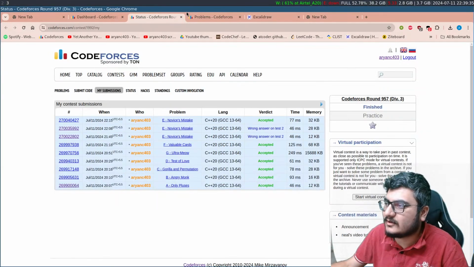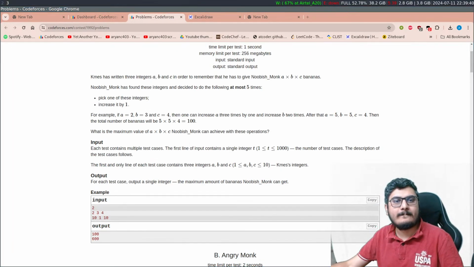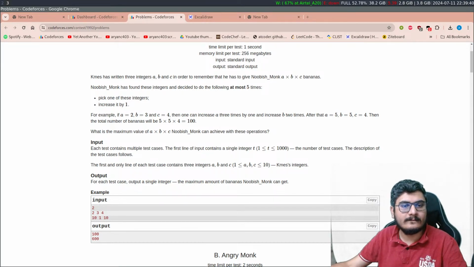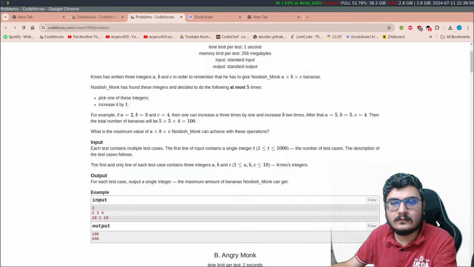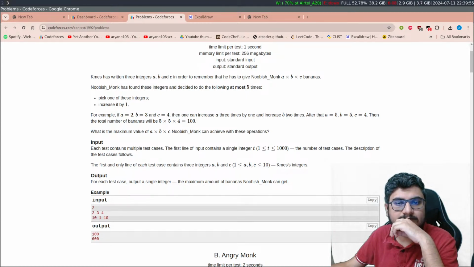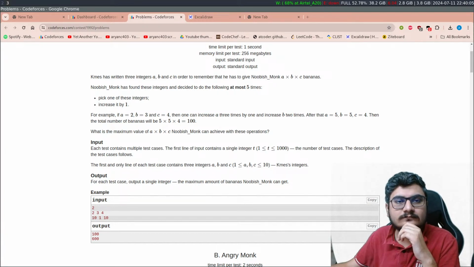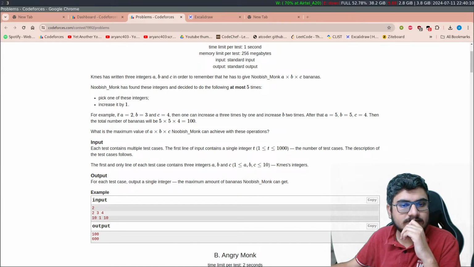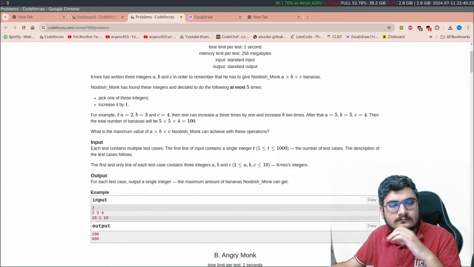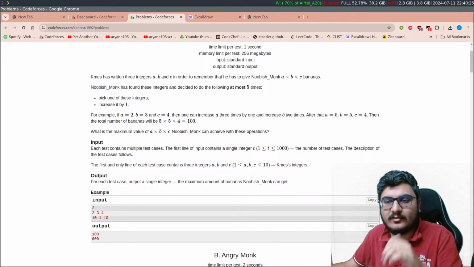Any more questions, or anyone who did not understand the idea of the first problem before we move to the second problem? Okay, now moving further, I will move to problem B.